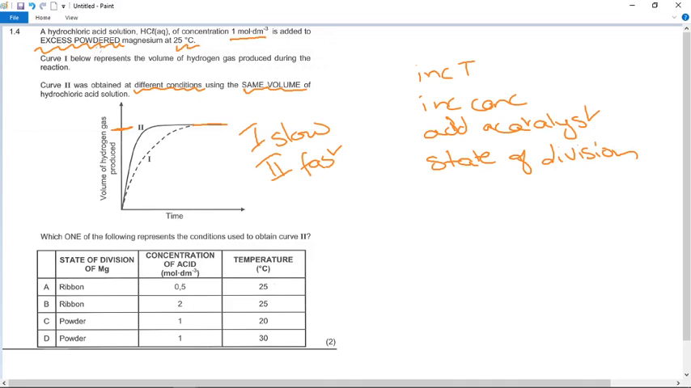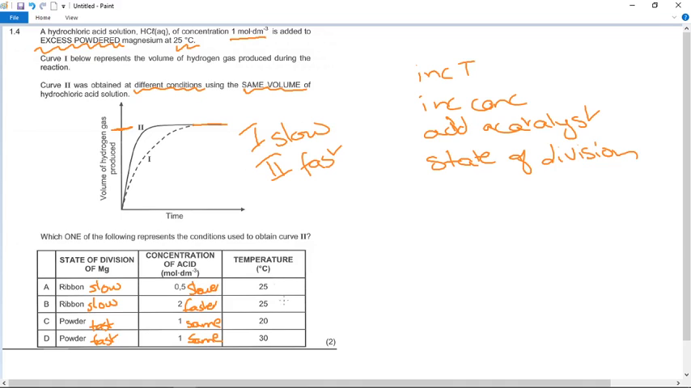Now this was powdered, okay, so anything that is a ribbon should actually slow it down, because magnesium comes in that ribbon. So this ribbon factor will make it slower. This will make it faster, okay. Then if we look, we started with a concentration of 1 cubic decimeter. This will make the rate the same. This will make the rate the same. This will make the rate faster. This will make the rate slower, okay.